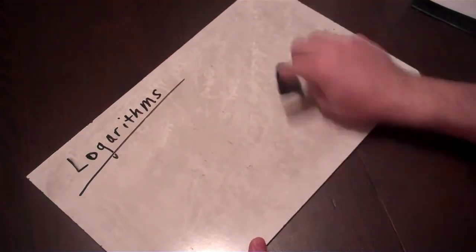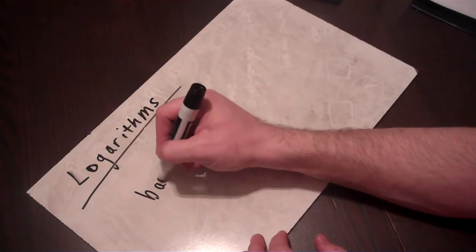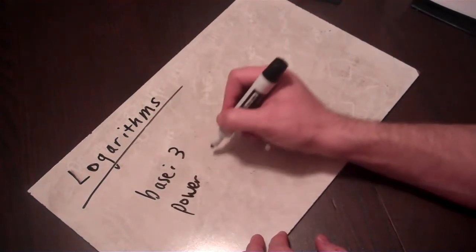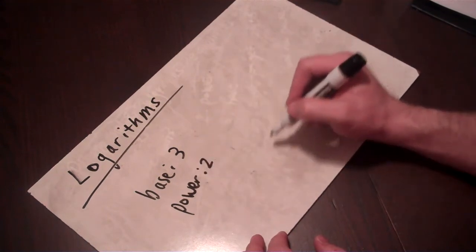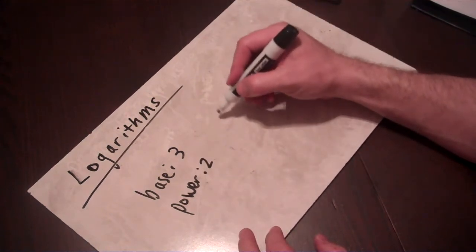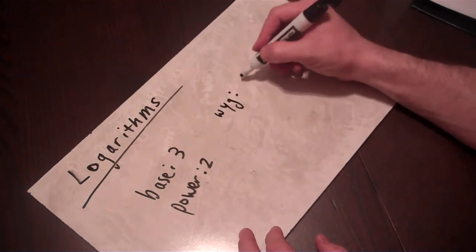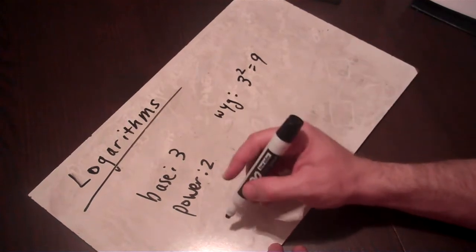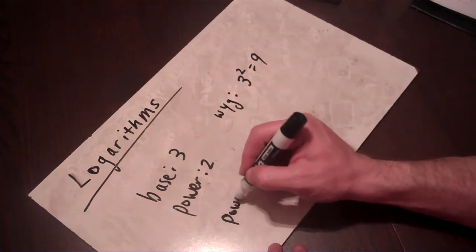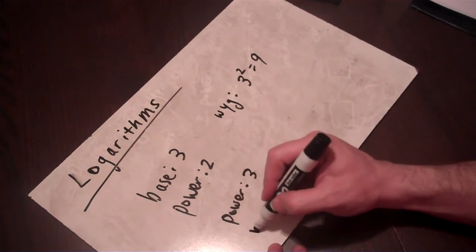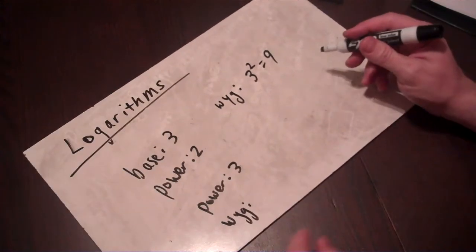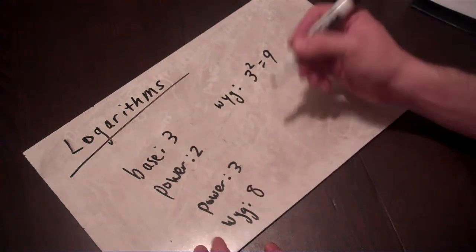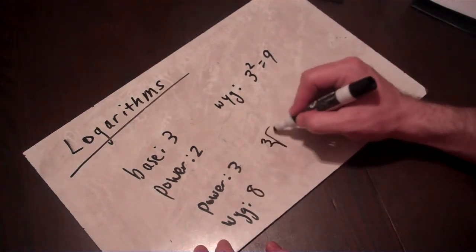So if I told you the base is 3 and the power is 2, you would go, oh, well, what's what you get? That'd be 3 to the second power is 9. Or what if I said the power is 3, and what you get is, I'm putting WYG for what you get. What you get is 8. Oh, okay, of course, I would take the third root of 8, which is equal to 2.